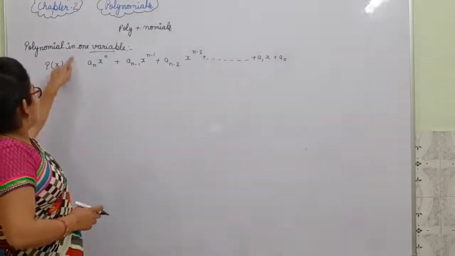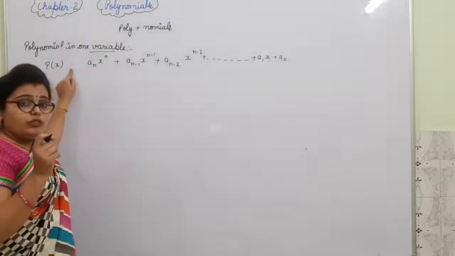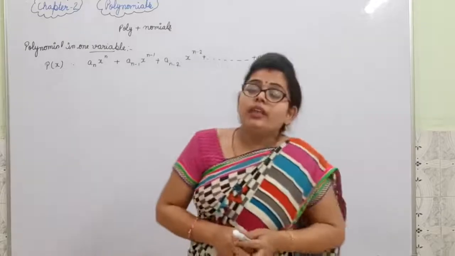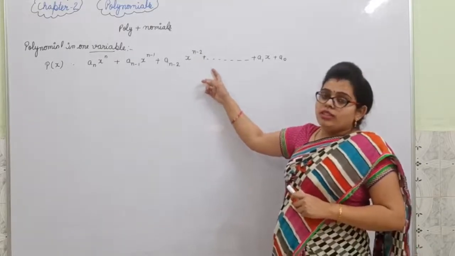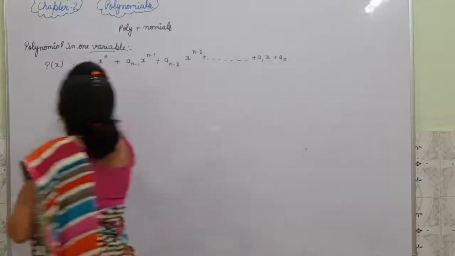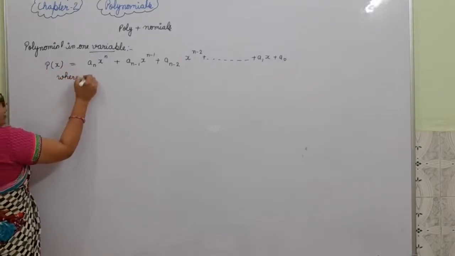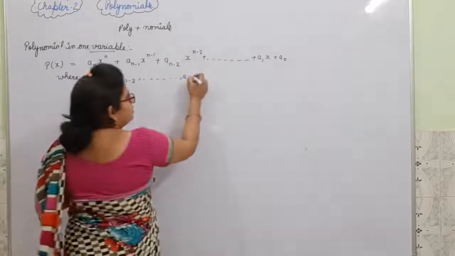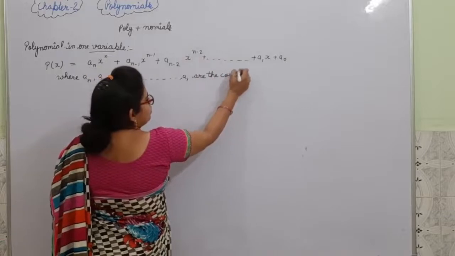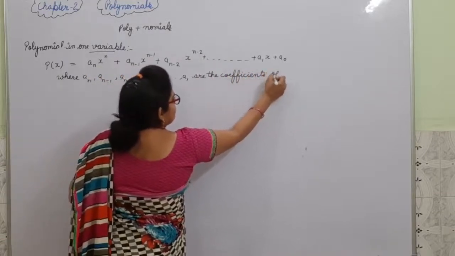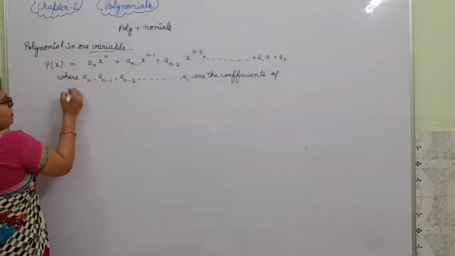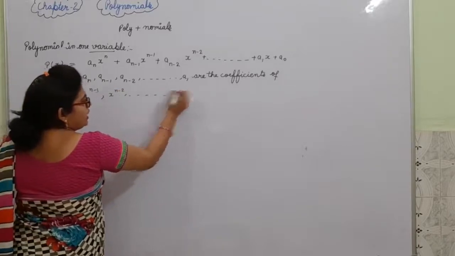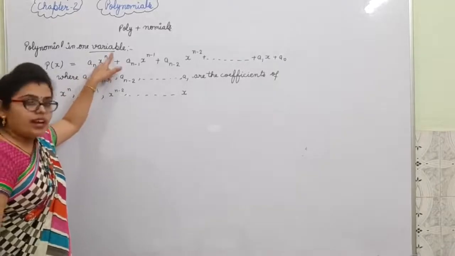अगर हमारा algebraic expression polynomial in one variable we are talking about, and polynomial in one variable can be expressed as an x raised to power n plus an minus 1 x raised to power n minus 1 plus an minus 2 x raised to power n minus 2 plus so on up to a1x plus a0, where an minus 1, an minus 2 up to a1 are the coefficients of x raised to power n minus 1, x raised to power n minus 2, up to x. ये सभी क्या है?